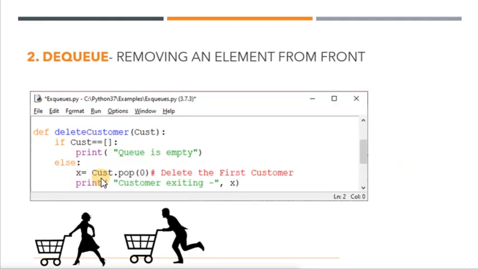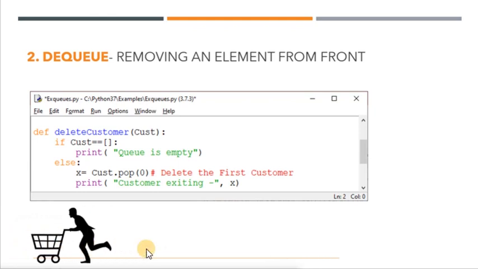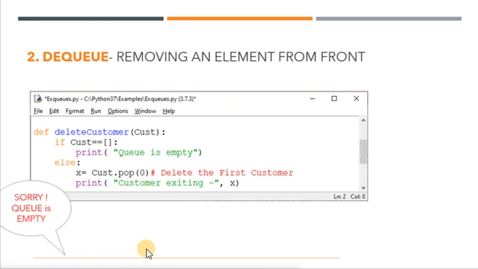The second function, DQ, means removing an element from the front. So this customer gets removed, and again from the front I'll be removing this customer. And of course, when the queue is empty, you should display an empty message to avoid that runtime error, same as in the case of stack.